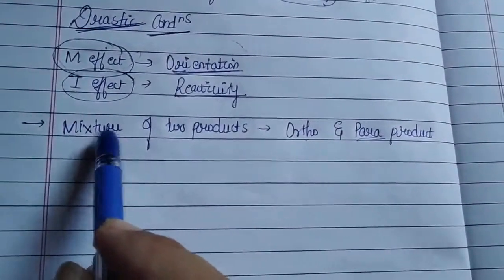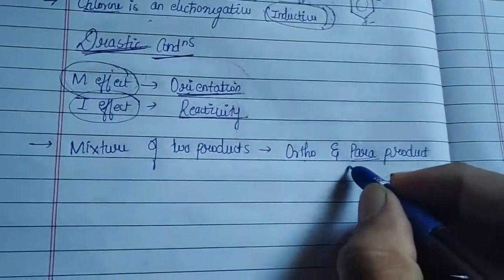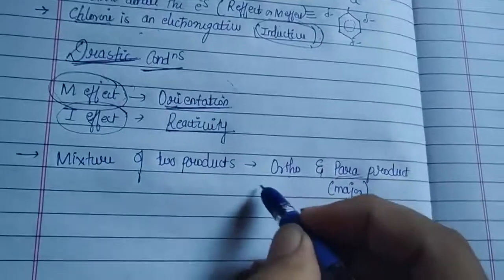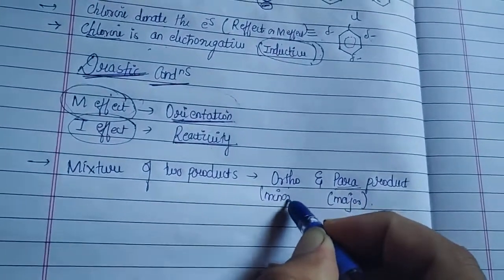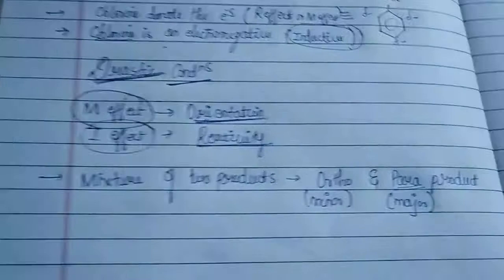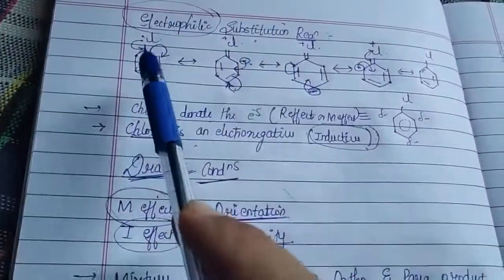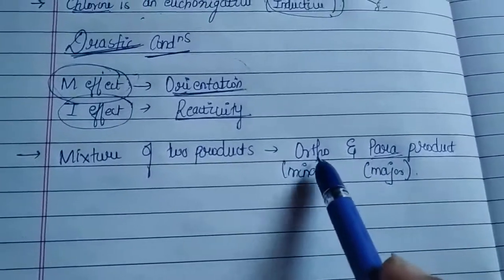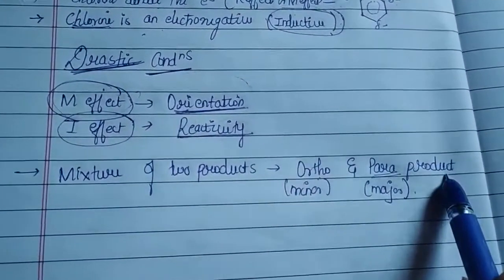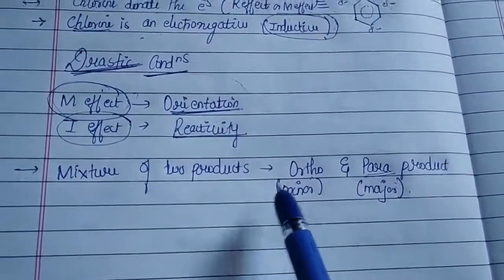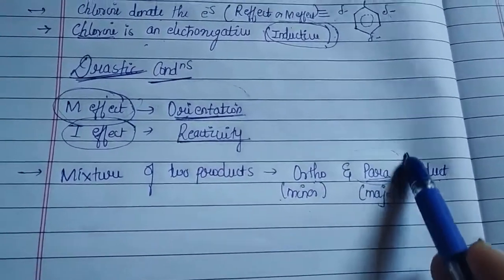Which one is major? Do remember, guys, whenever you get a mixture of two products, ortho and para, keep in mind a very important thing: para products will be major, whereas ortho products will be minor. I repeat, during the electrophilic substitution reaction of chlorobenzene, we get two products, the ortho and the para substituted product. One will be major, another minor. Which one will be major? Para will be major, whereas ortho will be minor.